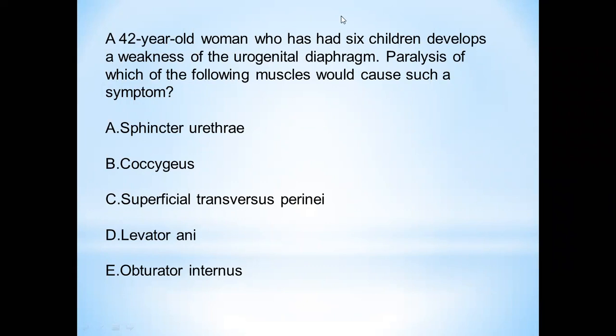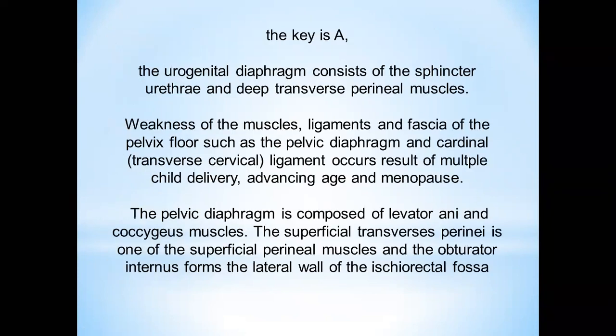Now, Rubina, would you like to take the next question? Yes, ma'am. Let me see. Okay, so the key is A, that is the urogenital diaphragm. It consists of the sphincter urethrae and the deep transverse perineal muscle.